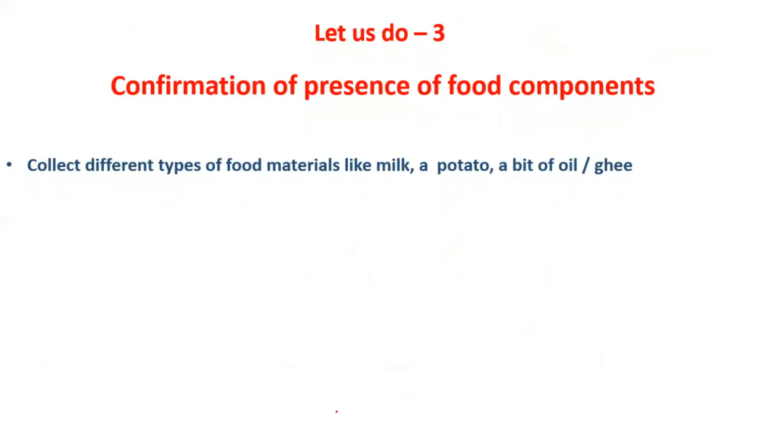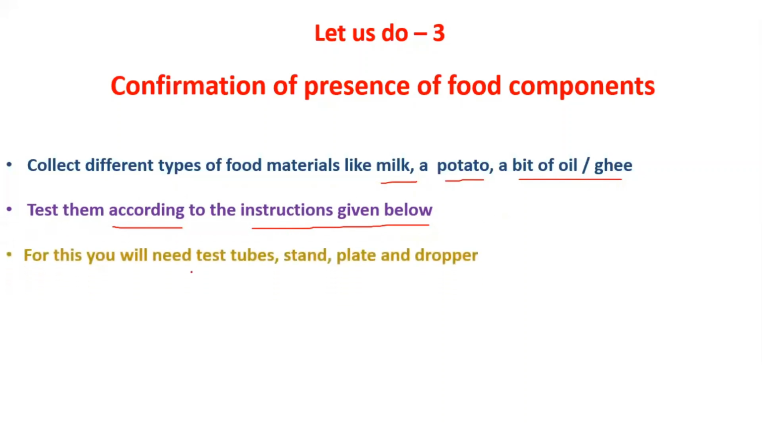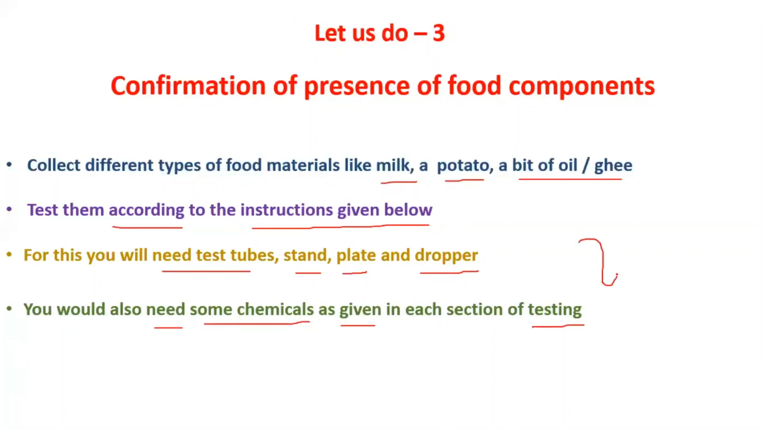Firstly, you need to collect different types of food materials like milk, potato, a bit of oil or ghee. Test them by following the instructions given below. For this, you will need test tubes, a stand, a plate and a dropper. You would also need some chemicals as given in each section of testing. So for doing experiment 1, we need all those apparatus.